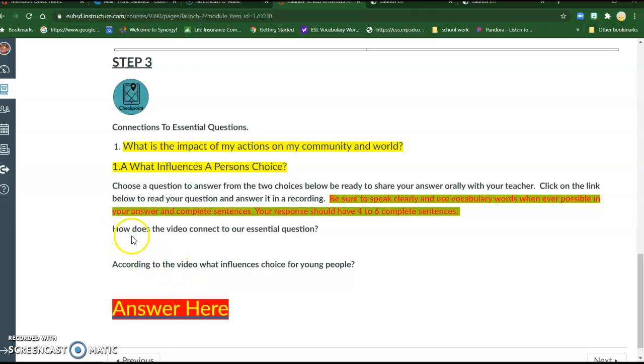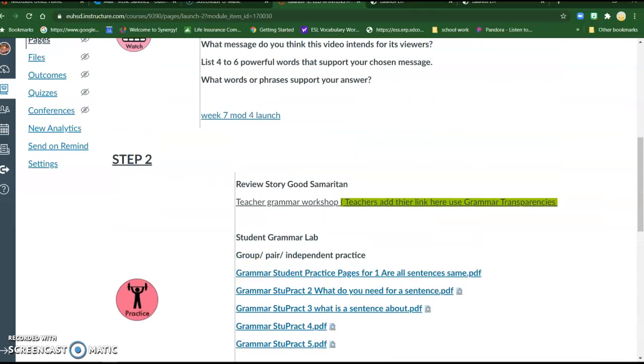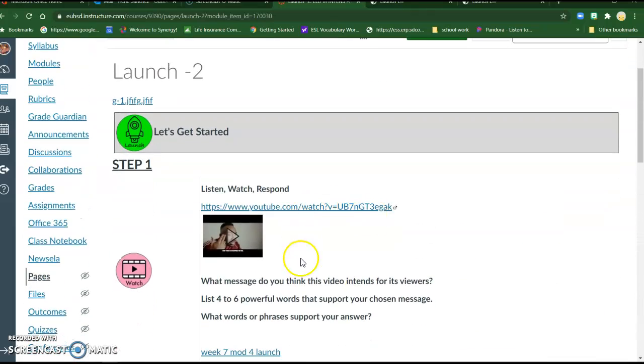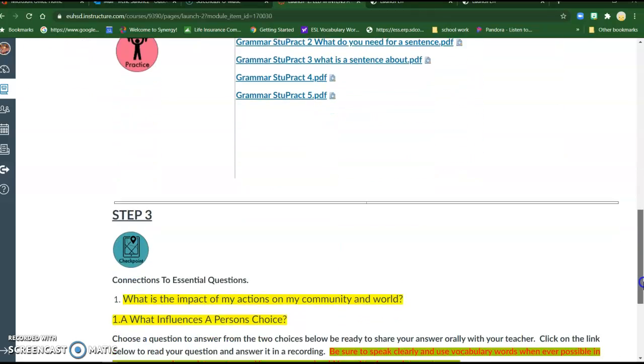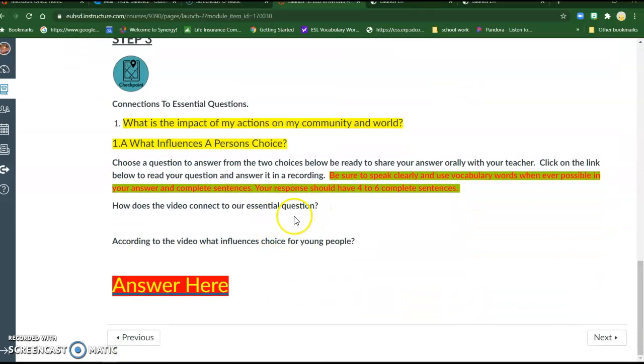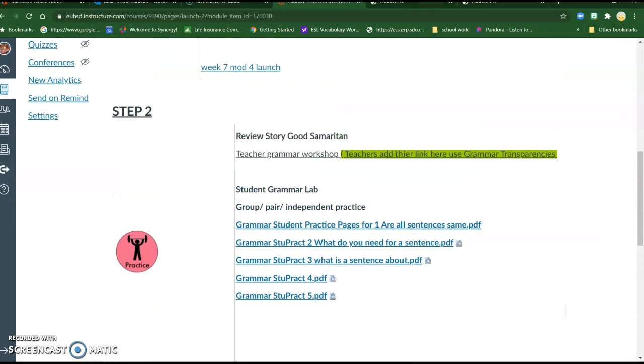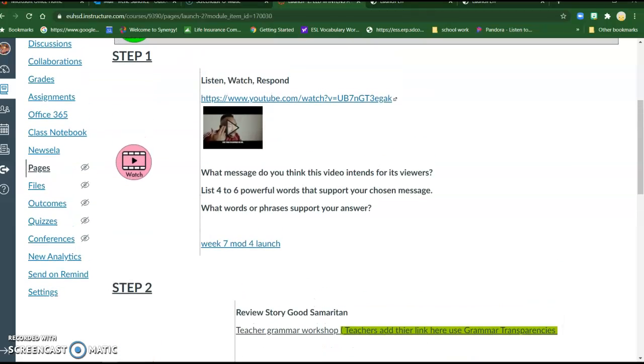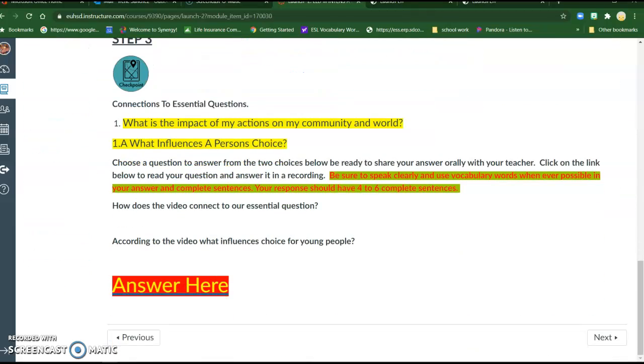First question is, how does the video connect to our essential question? And I am talking about this video that you saw last week here. Okay, so I want you, if you need to, watch the video again. Okay, and then if you don't like that question, you can answer the one in the bottom. It says, according to the video, what influences choice for young people? So both of these questions have to do with the video that we saw last week. Again, if you have to watch the video, just go up, click on the video, and watch it again.